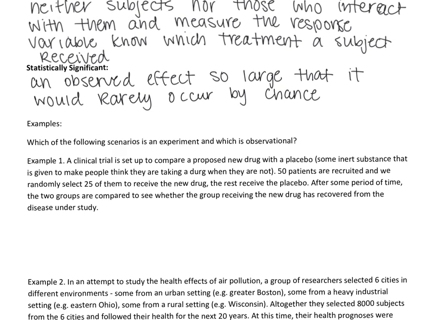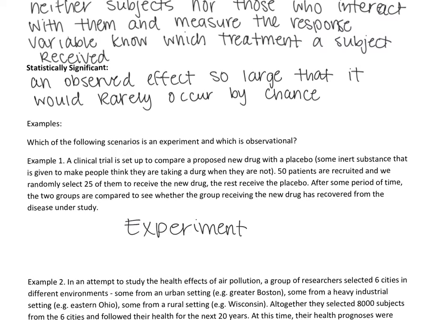So our first example: a clinical trial is set up to compare a proposed new drug with a placebo, some inert substance that is given to make people think they are taking a drug when they are not. 50 patients are recruited, and we randomly select 25 of them to receive the new drug. The rest receive the placebo. After some period of time, the 2 groups are compared to see whether the group receiving the new drug has recovered from the disease under study. So this is a common example of an experiment.